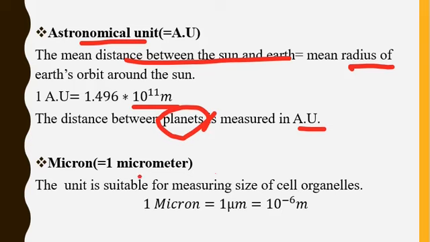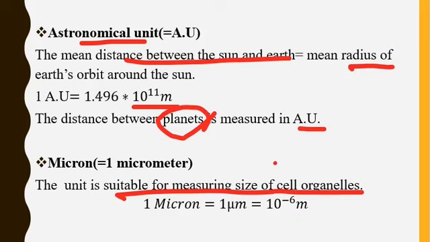The micron is included for the size of a cell organelle. This unit is included because it is a very important topic, and it occurs several times in other numerical problems also. The unit is suitable for measuring the size of cell organelles, meaning the size of a cell organelle is on the order of a micron. 1 micron equals 1 μm equals 10 to the power minus 6 meter, and it is also a unit of distance.